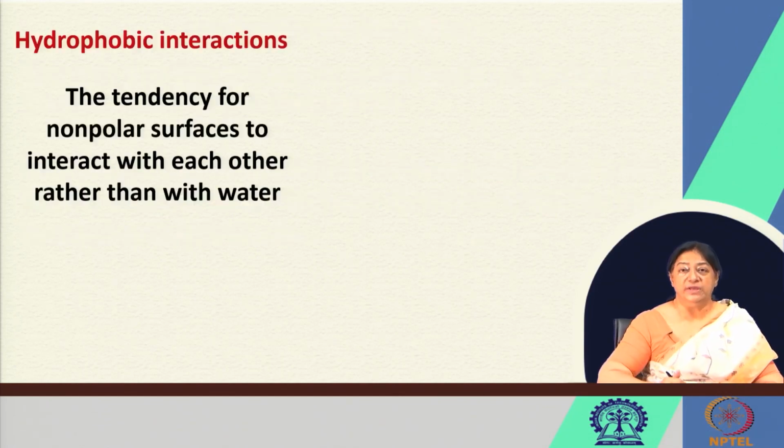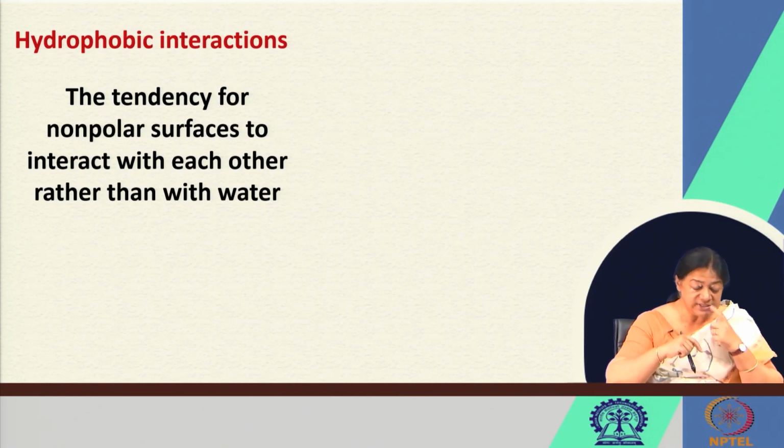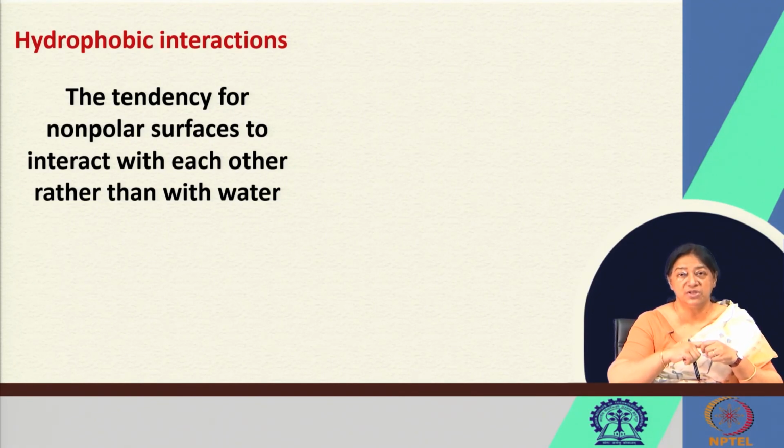In hydrophobic interactions, what we see is the tendency or the preference for the non-polar surfaces to remain in contact with each other rather than the polar solvent water. In this case, what happens if we have specific side chains that do not have an oxygen and a nitrogen associated with them.